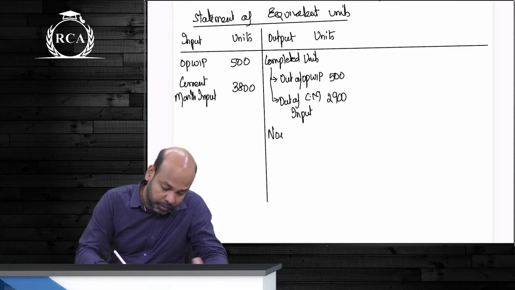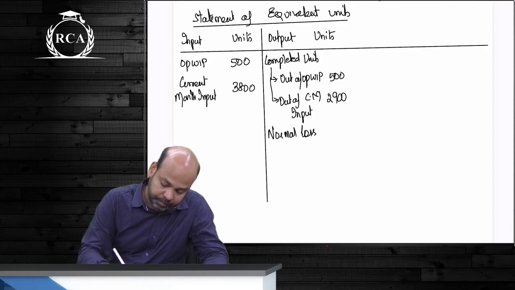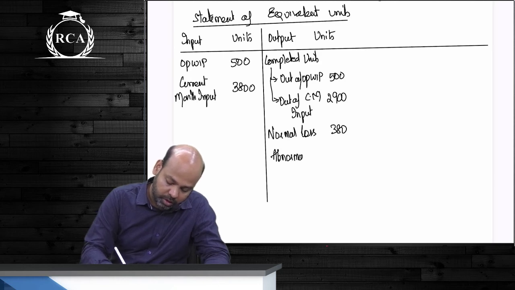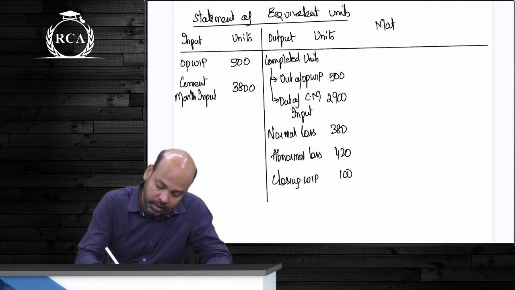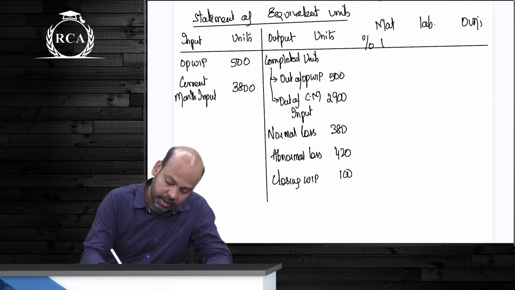Then you will have normal loss. How much is your normal loss? 380. Then you will have abnormal loss. How much is your abnormal loss? 420. Then you will have closing work in progress. How much? 100. You will write material, you will write labor, you will write overheads. Percentage, units.